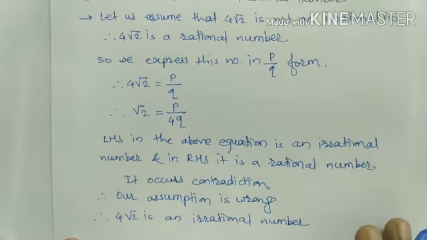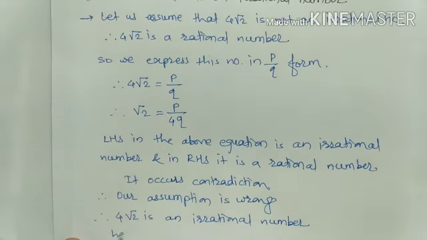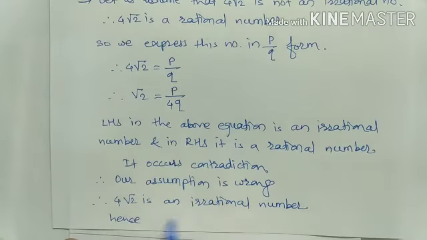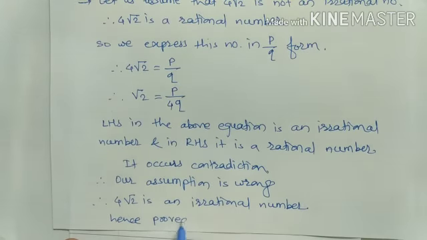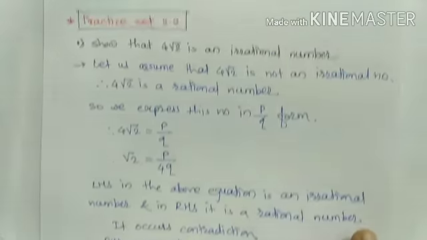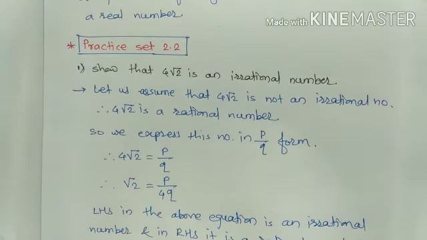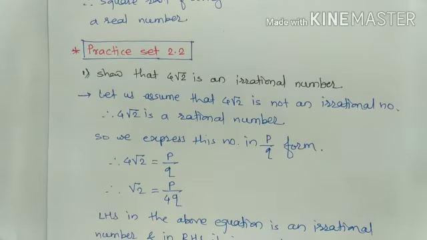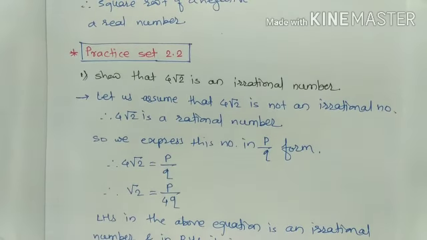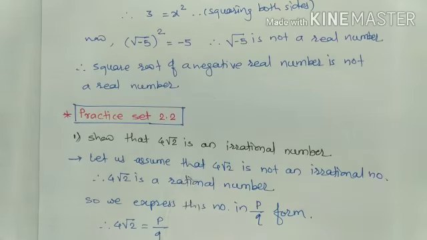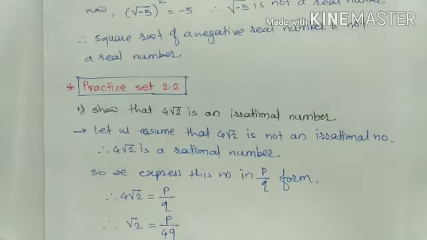आणि हेच आपल्याला प्रूव्ह करायचं होतं, त्यामुळे आपण इथं लिहूया हेन्स प्रूव्ड. अशा पद्धतीने आपण इनडायरेक्ट प्रूफचा, म्हणजे प्रूफ देण्याच्या ज्या दोन मेथड्स आहेत, डायरेक्ट आणि इनडायरेक्ट, त्या इनडायरेक्ट मेथडचा यूज करून आपण हे 4 root 2 इज अन इरॅशनल नंबर प्रूव्ह केलेला आहे.